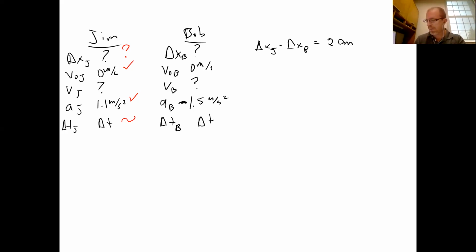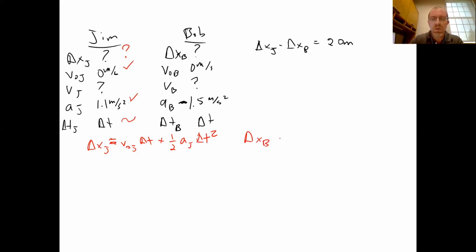So let me write that equation out for both these guys. So delta xj is equal to v naught j times delta t plus 1/2 aj delta t squared. Let's do the same thing for Bob. Delta xb is equal to v naught b delta t plus 1/2 times Bob's acceleration times the time squared.